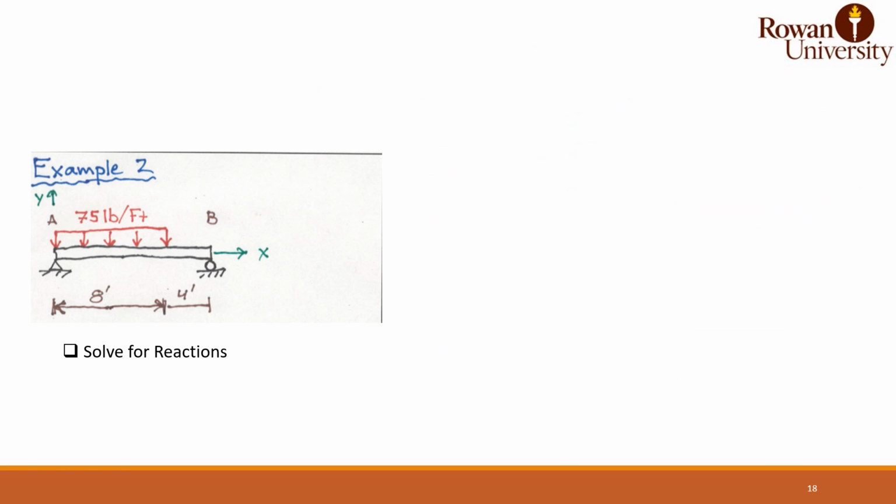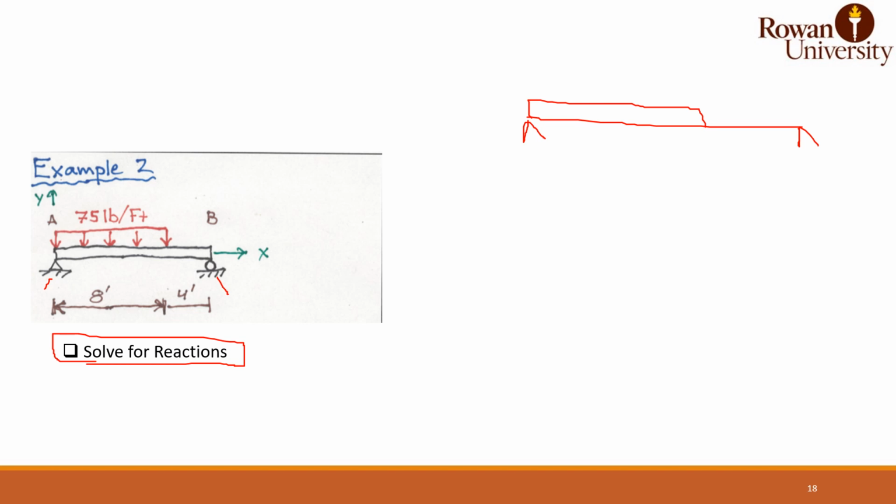This is example number 2, where we have almost the same beam, 12 feet span between point A and B, simply supported, hinge on A, roller on B, but we have a uniform load of 75 pounds per foot, only located at the first 8 feet from point A. It's required that you solve for the reactions in this slide. So to calculate such reactions, you have 75 pounds per foot that is 8 feet from point A and ends 4 feet away from point B.